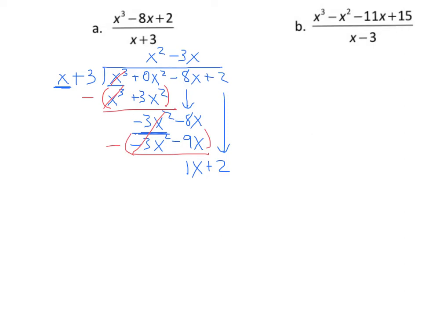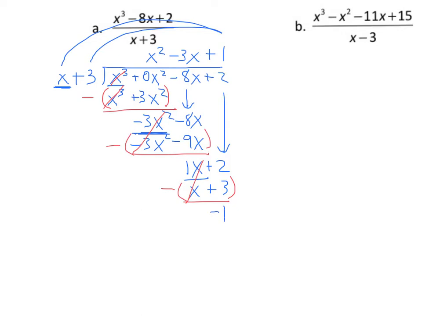Then I divide again. X times what is x? And that would be a 1. And then I multiply. 1 times x is x, and 1 times 3 is 3. And then I subtract. And the 1x minus x, that cancels. Then 2, distributing the negative, that's going to be minus 3, would give me negative 1.